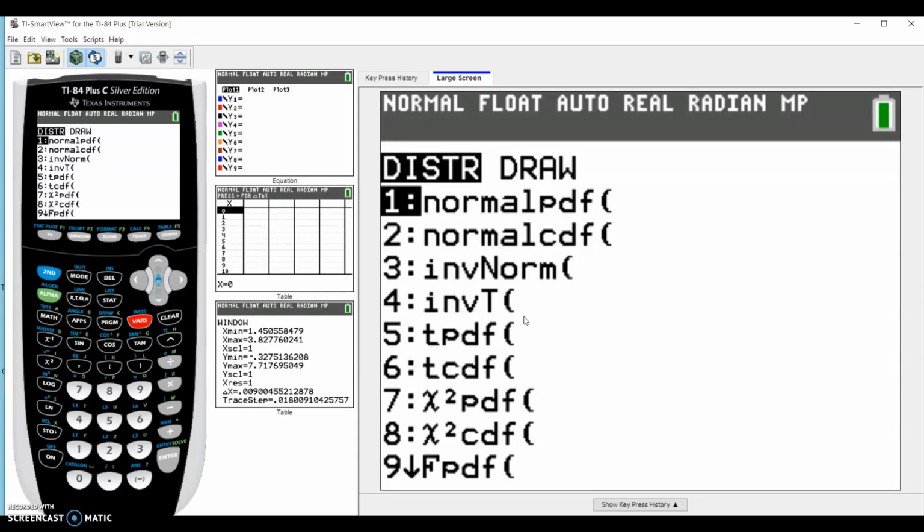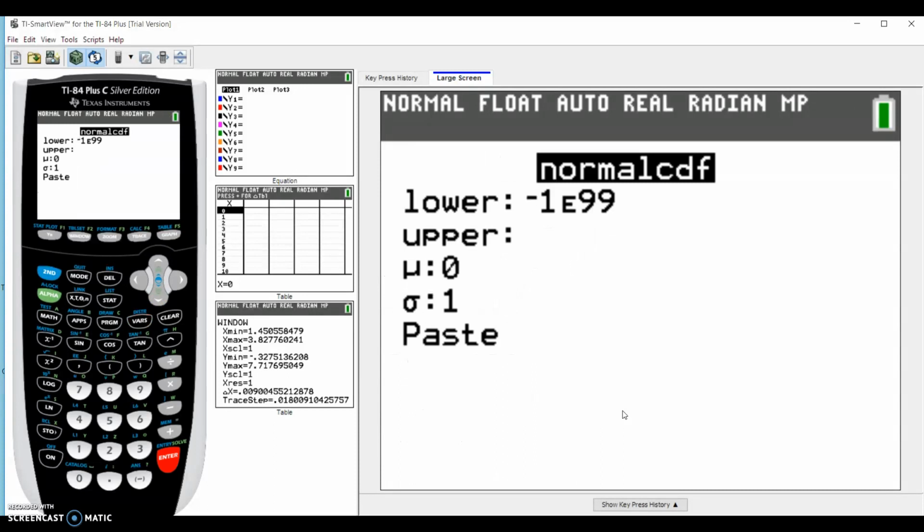Okay, so in each of these we have a PDF and a CDF. And the PDF is something that we never want to use. The PDF is telling us the Y value for a particular X value, which is not actually useful. We want to use the CDF in each case because that's going to tell us the area under the curve. So if we use the normal CDF, that's going to tell us area under the curve of a normal distribution. And we need a lower bound and an upper bound, and then a mean and a standard deviation for this.